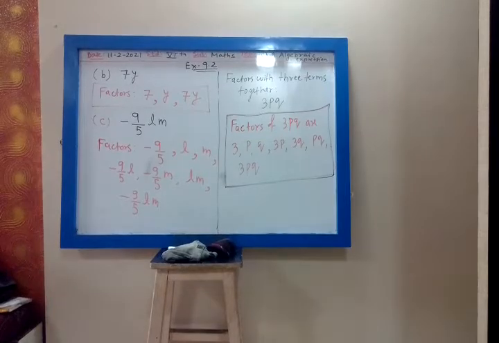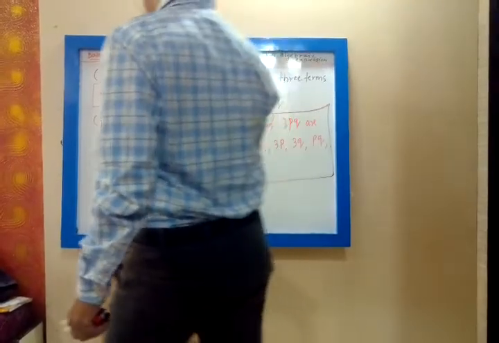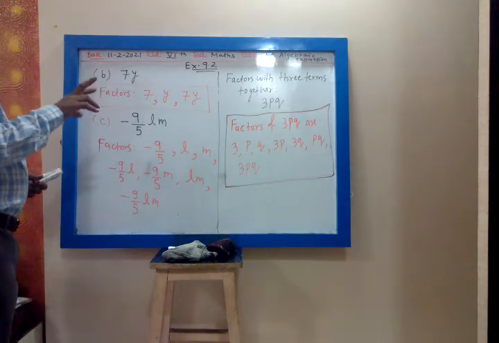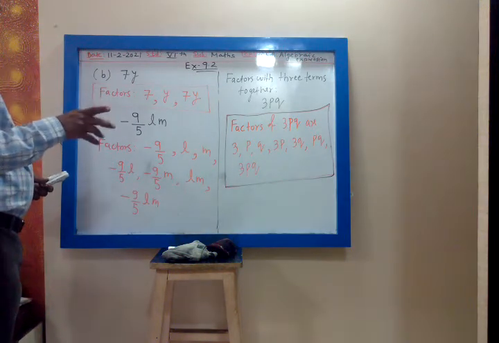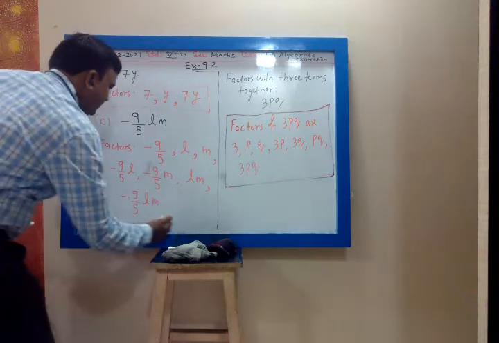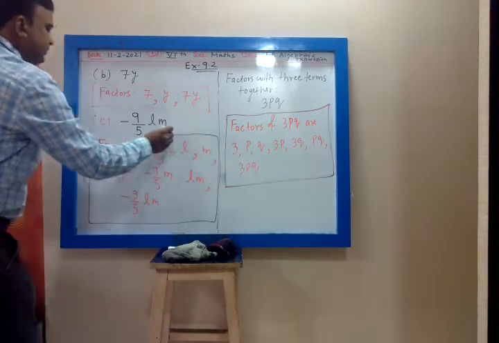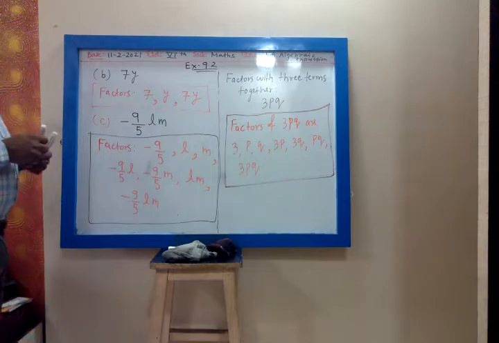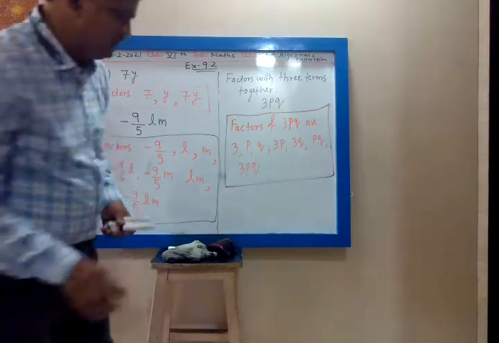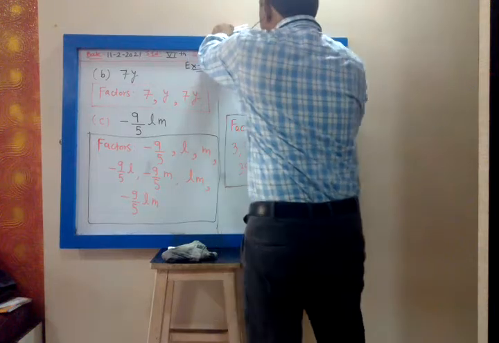So you can directly write factor with one term, factor with two terms, factor with three terms. If there are two terms, factor with two terms you have to write. If there are three terms, factor with three terms you have to write. So this is the answer. If there is a fourth term, then you can write the fourth term.